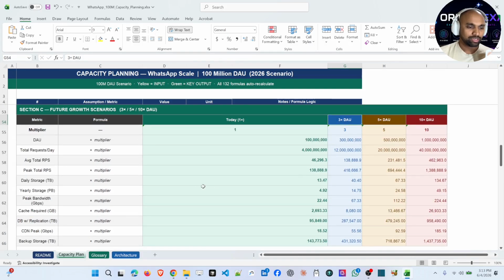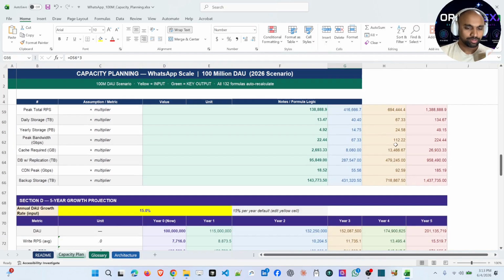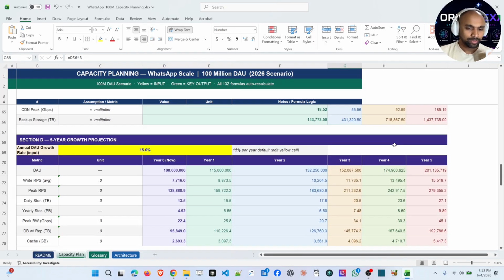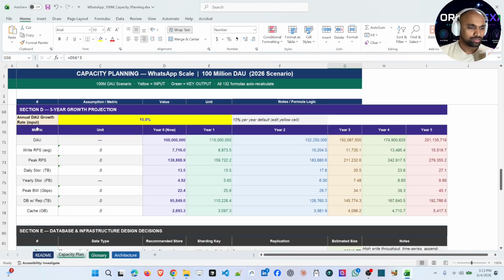So if you see daily average user, that will be 1 million. In 1 year, we are expecting around 100 million. In 3 years, we are expecting around 300 million. This is just a multiplier. We just multiply with the 1 year value, and you'll get the 3-year, 5-year, or 10-year values. It's not beyond that. This is the yearly growth.